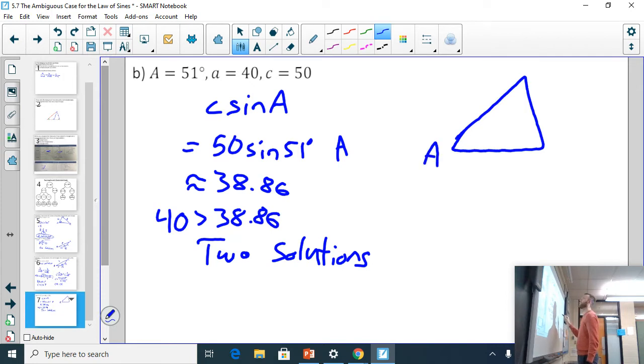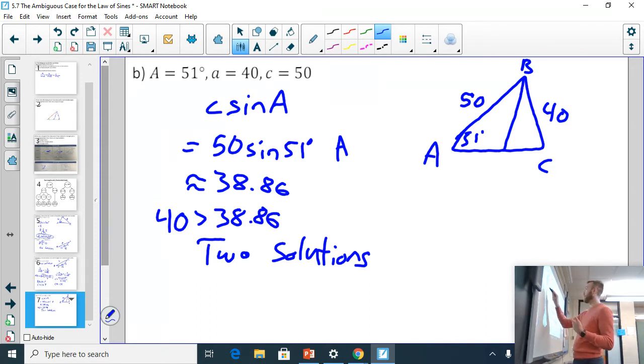If that's our 51 degrees, and A is going to be 40, and let's just do B and C, so then C over here would be 50. C is the one that is all janky and messed up, right? Because we're either going to be able to go out or we're going to be able to go in like this. But both sines of C have to be the same value.